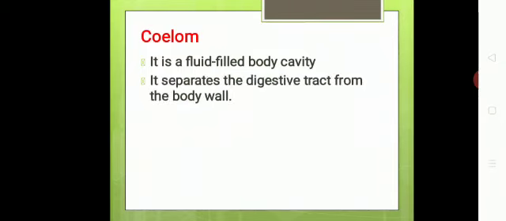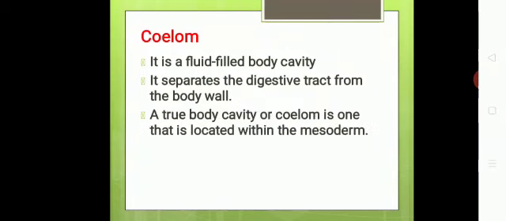Next one is coelom. What is this coelom? It is a fluid-filled body cavity lying in between the intestinal canal and the body wall. We call it a coelom. It separates the digestive tract from the body wall. A true body cavity, or coelom, is located within the mesoderm.